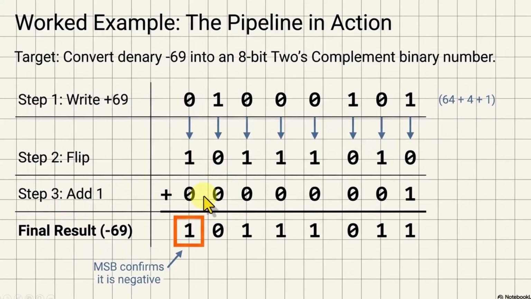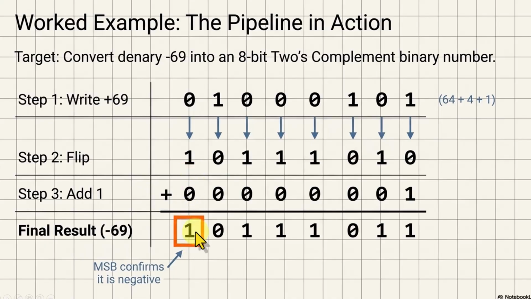Then after that, add 1. So I'll write 1 here and add that. 0 plus 1 will be 1. 1 plus 0 will be 1. 0 plus 0 will be 0. 1 plus 0 will be 1. 1 plus 0 will be 1. 1 plus 0 will be 1. 0 and 0 will be 0. And 1 plus 0 will be 1 again, okay?